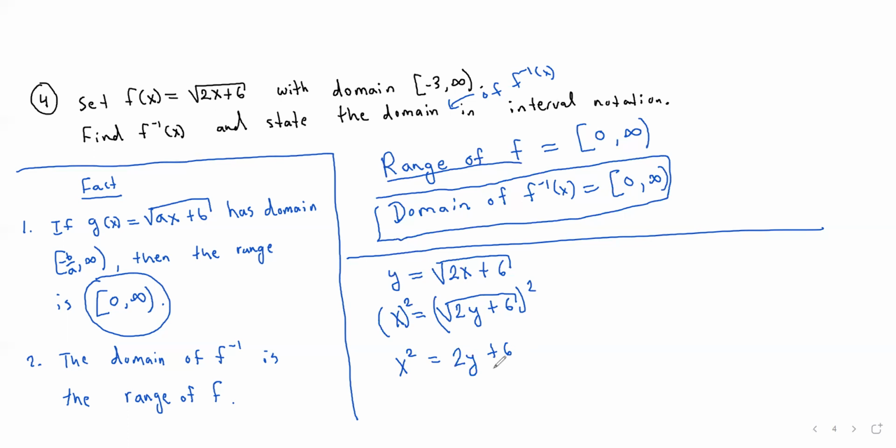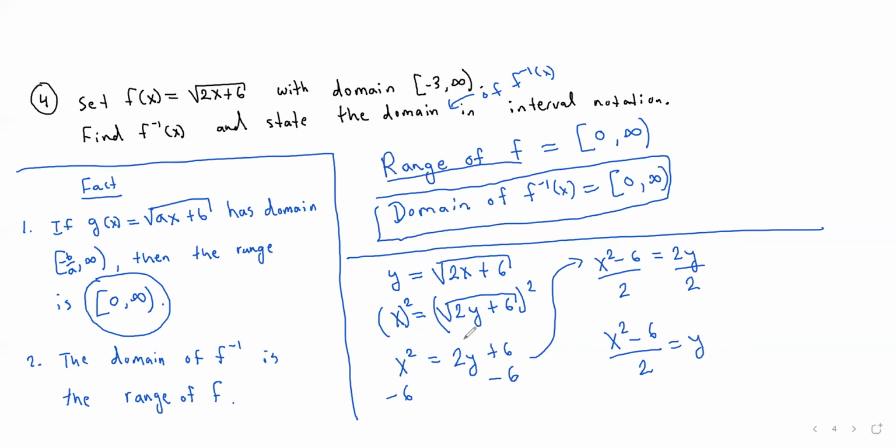And now to solve for y, we're going to subtract the 6 and then divide. So first, let's subtract the 6. So here on the left, we have an x squared minus 6. And on the right, we have a 2y. And for our final step, we just divide both sides by 2. So we have x squared minus 6 over 2 is equal to y. And so we could take this as the answer.